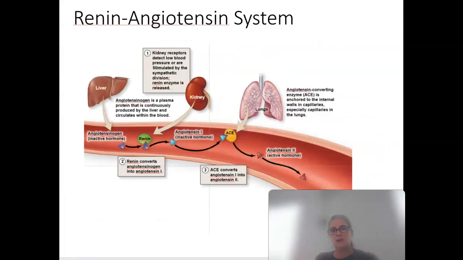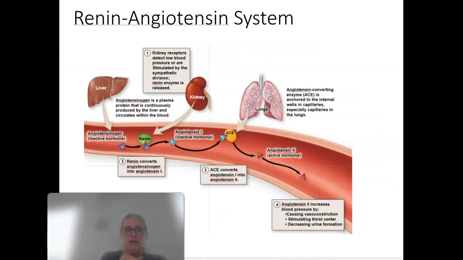This is another picture. This is probably what I used when I taught it to you before in A&P1. So you get angiotensinogen from the liver. It's going to be converted by the enzyme renin into angiotensin 1. That travels to your lungs. When it gets to your lungs, the enzyme ACE is going to convert it into angiotensin 2, which is the active form. Then we have angiotensin 2. It directly vasoconstricts blood vessels, and it affects other hormones.